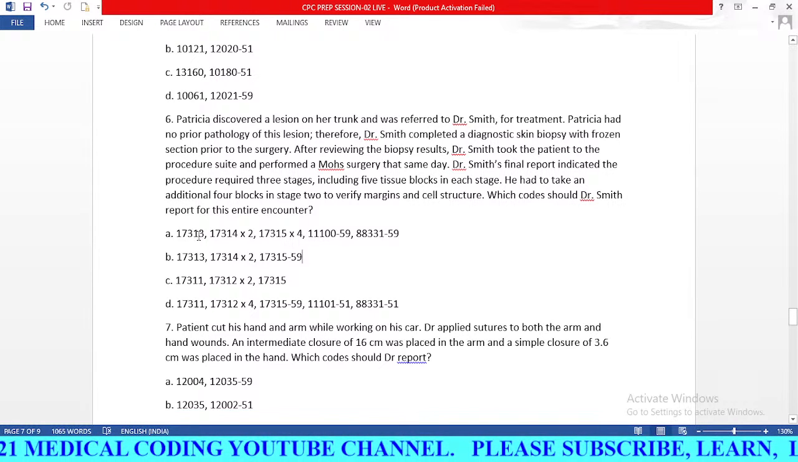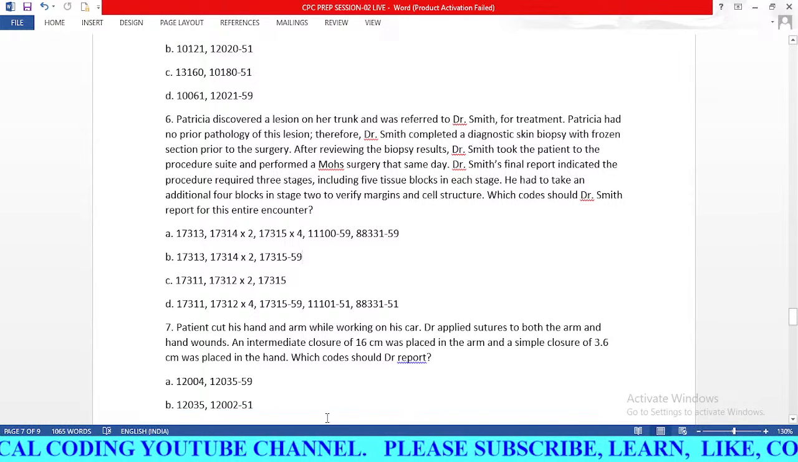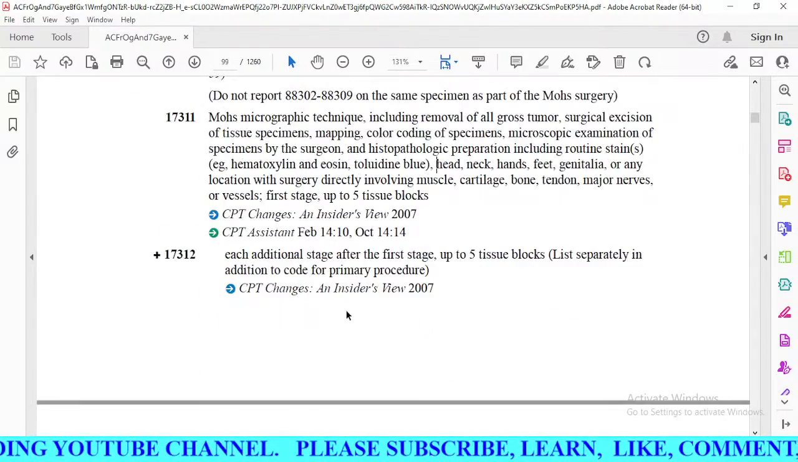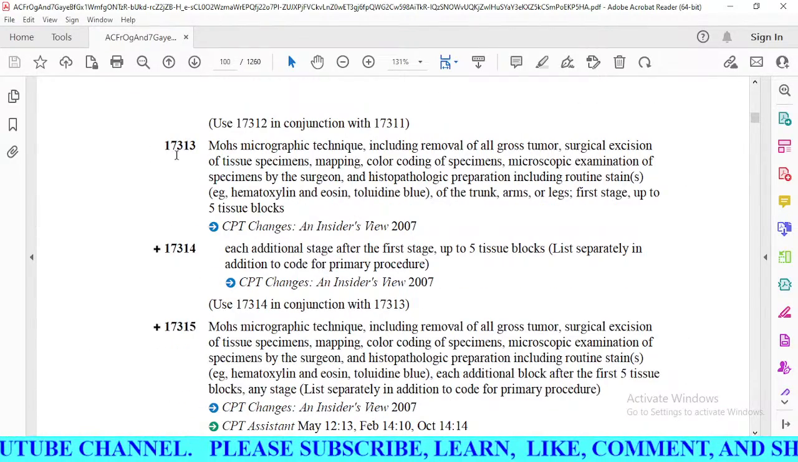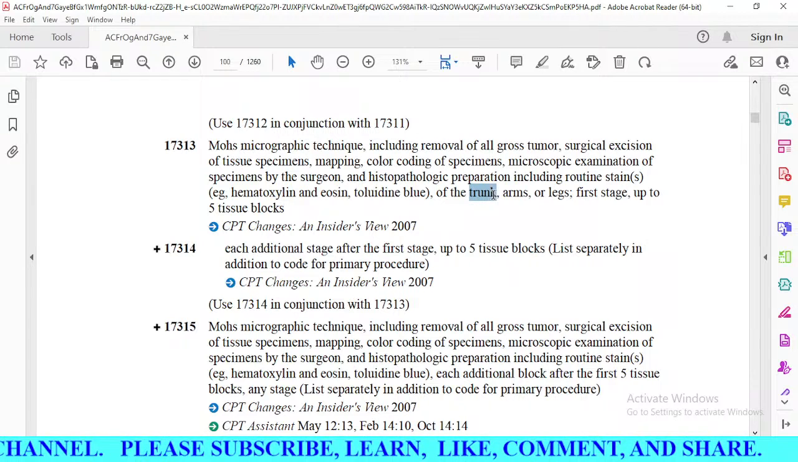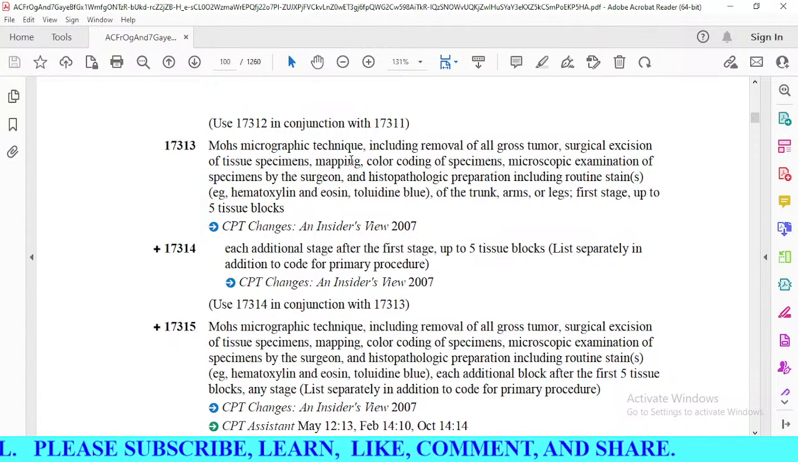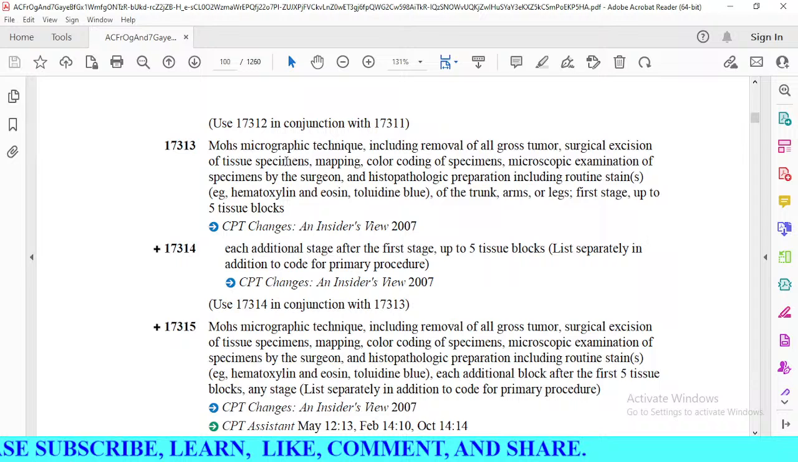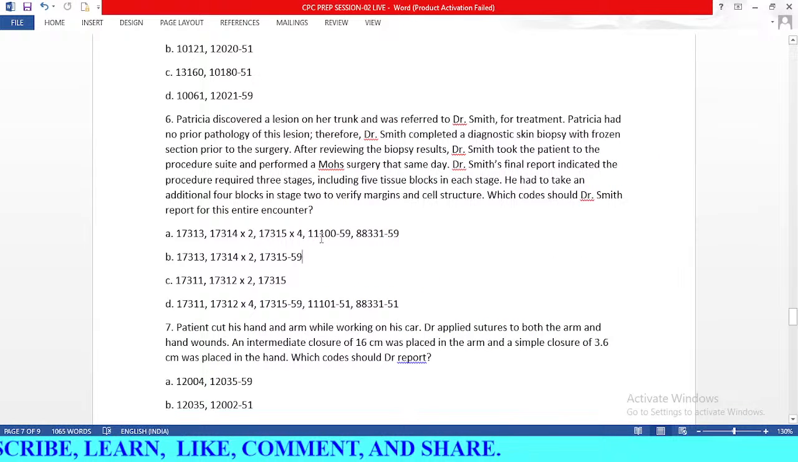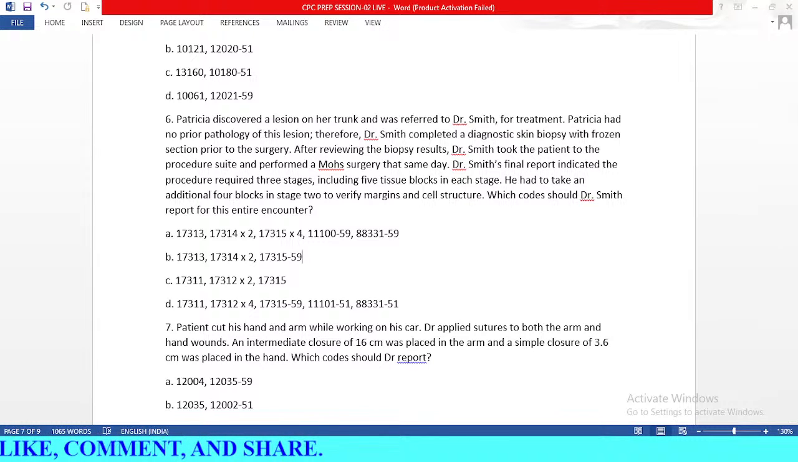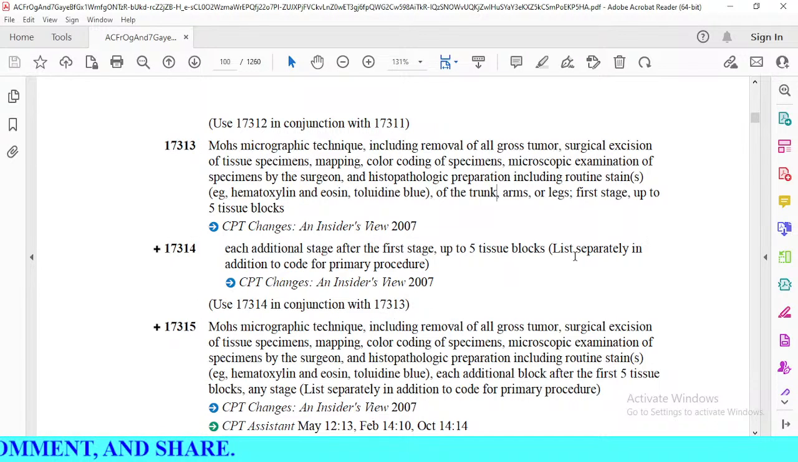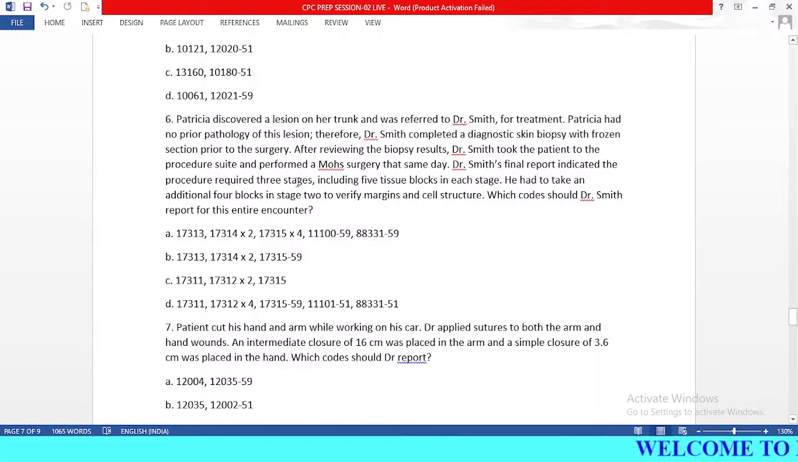So we need to check the code description of 17313 first. If you see 17313, here trunk is included. So we need to confirm that we code 17313 initially. Here we have three stages, including up to 5 tissue blocks in each stage. How do you understand this? 17313 is for the first stage, up to 5 tissue blocks. So how many stages do we have in total? In total we have three stages.